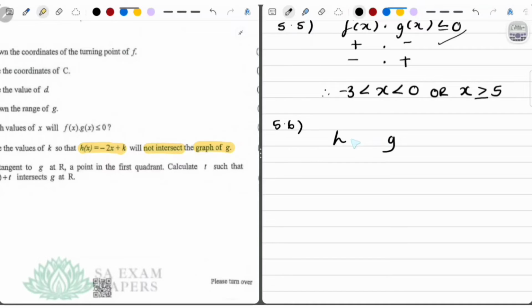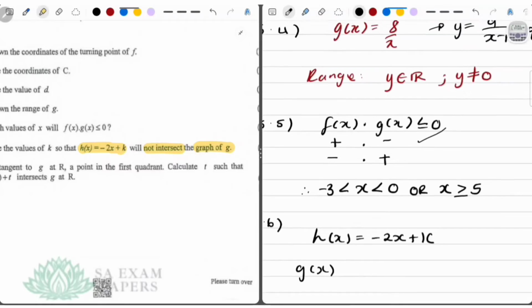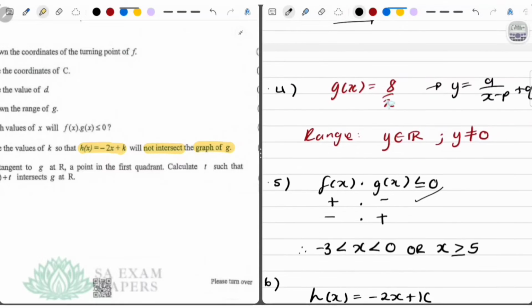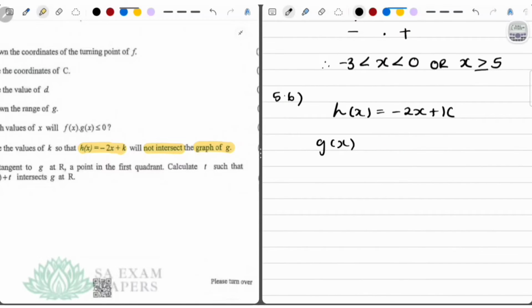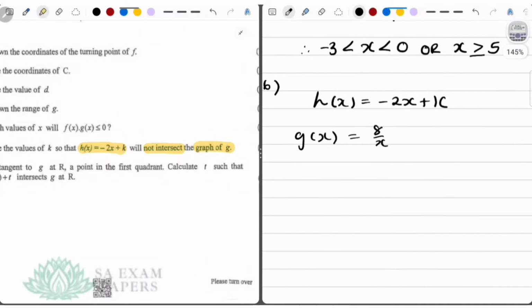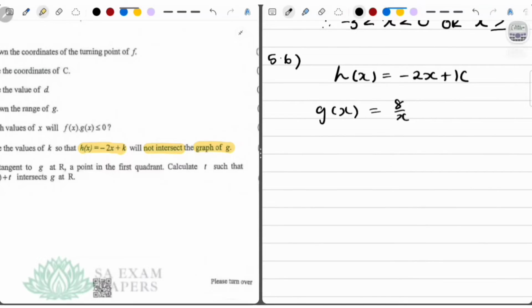Okay, so here, this is what we have. h of x is equal to negative 2x plus k, and we already know what g of x is. They already told us that g of x was 8 over x. I'm going to go ahead and equate these, because they want us to find the values of k for which they will not intersect. In other words, what must k be for these two graphs to not intersect?